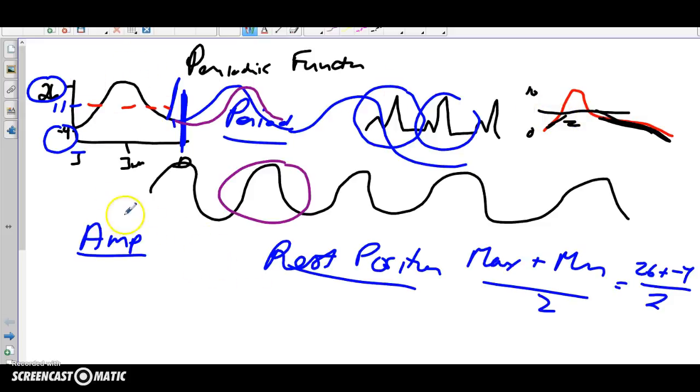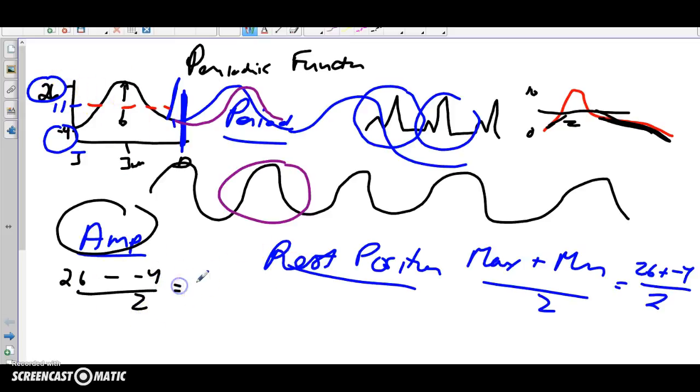The last thing we want to talk about is the amplitude. And the amplitude is this distance here from the axis of the curve or the rest position to the maximum. It's also the distance between the rest position and the minimum. So you take your top and then you take your bottom, and in this case you subtract them and divide by 2, or you take your rest and subtract from it the max. Either way, in this case, you're going to get 15. That's 30 divided by 2 is 15. So your amplitude is 15.